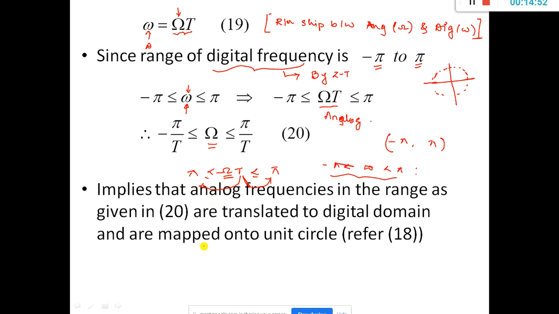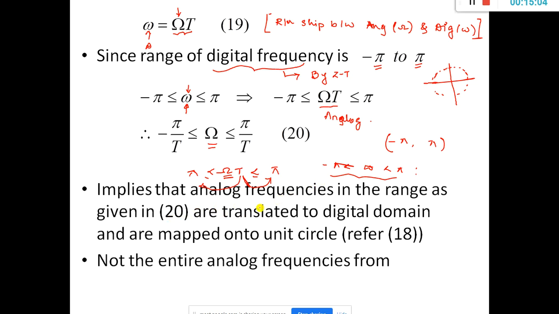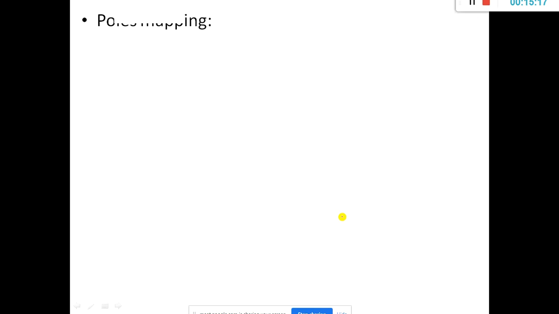So this range, minus pi by t to plus pi by t, is supposed to be mapped onto the frequency on the z transform. If you observe here, it is not from minus infinity to plus infinity, it is from minus pi by t to plus pi by t. Okay, so now poles mapping.